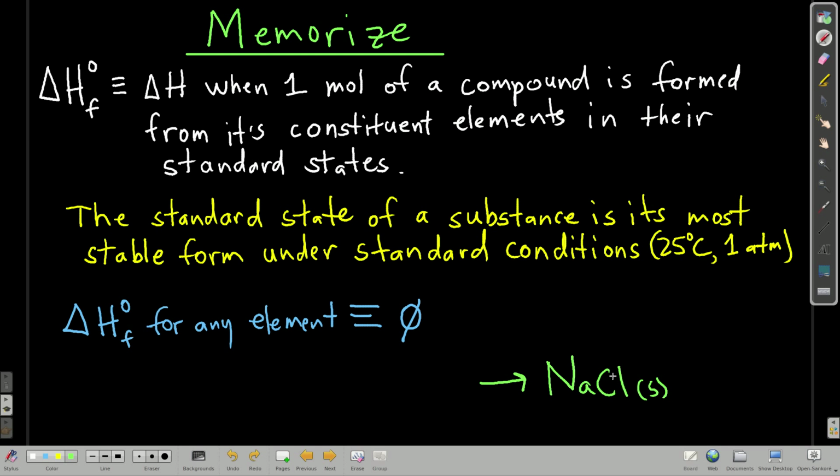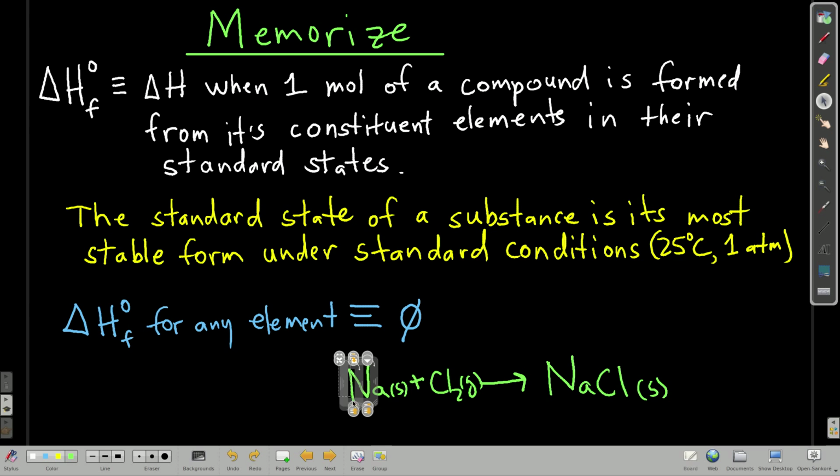So what elements make up sodium chloride? Well, sodium and chlorine. What do you think the standard state for sodium is? At 25 Celsius, 1 atmosphere, sodium's a metal. It's going to be a solid, right? And chlorine, its standard state is Cl2 gas. Remember the diatomics? Now this has to be balanced.